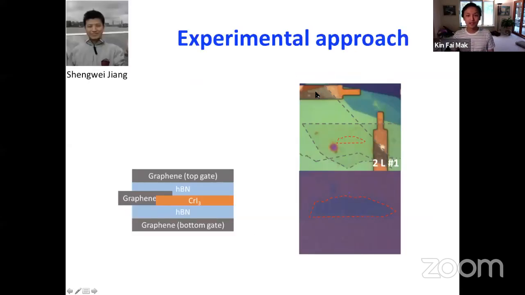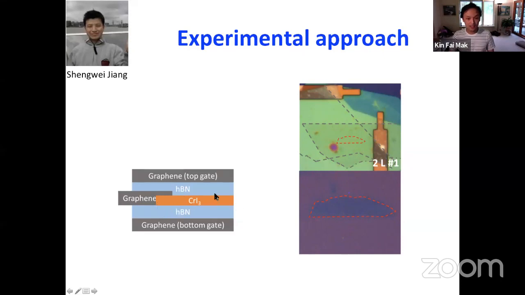Okay. And this is a particular sample. So in order to explore this effect, Shengwei Jiang, a postdoc in our group, has fabricated this type of structure from mechanical exfoliation.